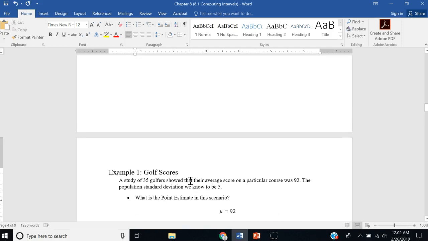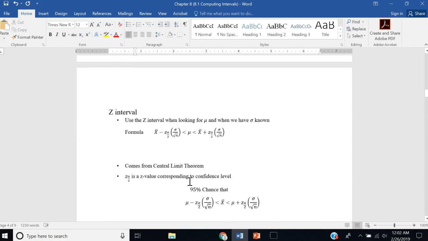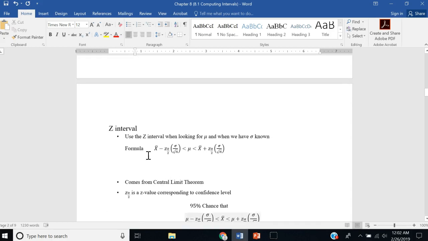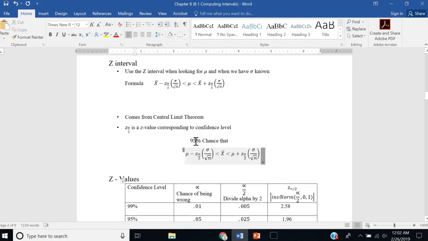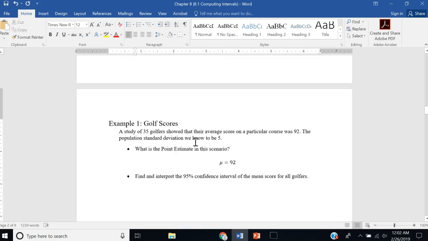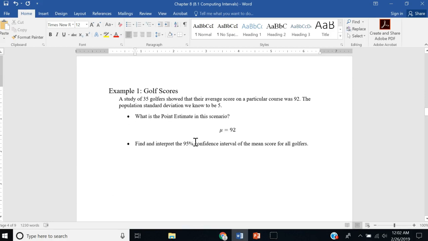We could go way back up to our formula and say, well, our sample average is 92, confidence level is 95, so we could get a z of alpha over 2. The standard deviation, it tells me, the sample size, it tells me. So I could plug all of that into the formula if I wanted to. But it turns out my calculator does that in a slightly more efficient way. And here's how the calculator does that.